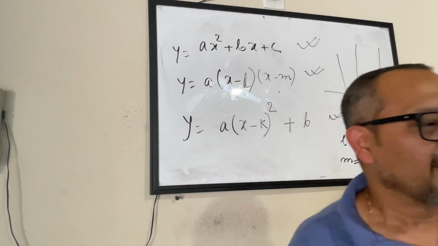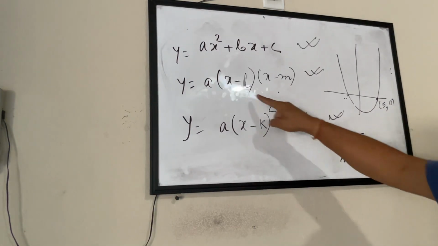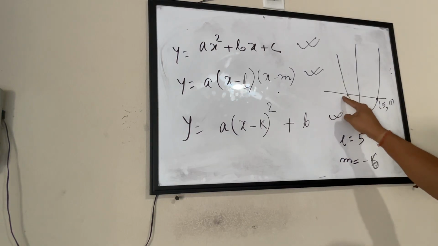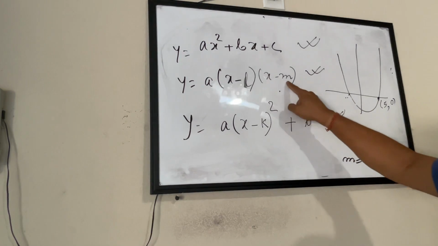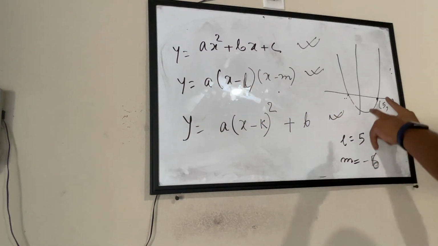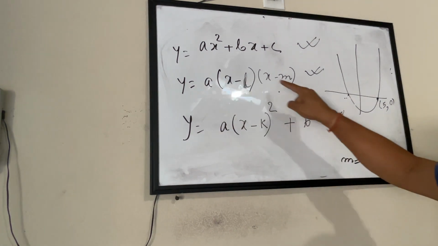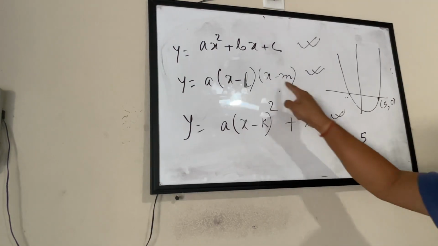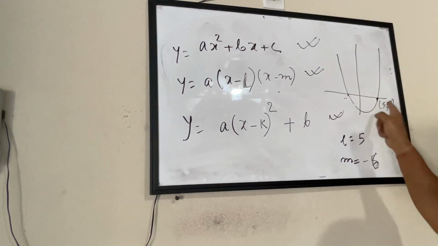Alright. So here, if x equals L, that means the overall value of y will be 0, meaning it's intercepting the x-axis. Similarly, if x equals M, this part will become 0 and eventually the y value will be 0. So if you are able to convert your equation into this form, L and M are the two values of x where this is meeting your x-axis.